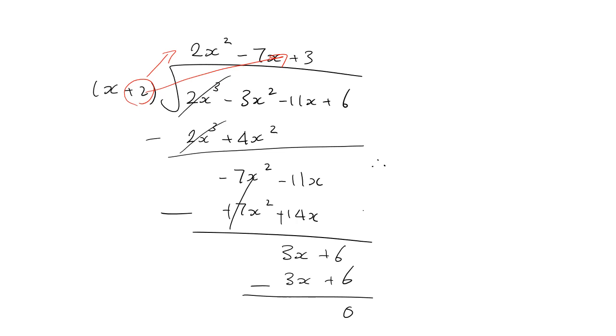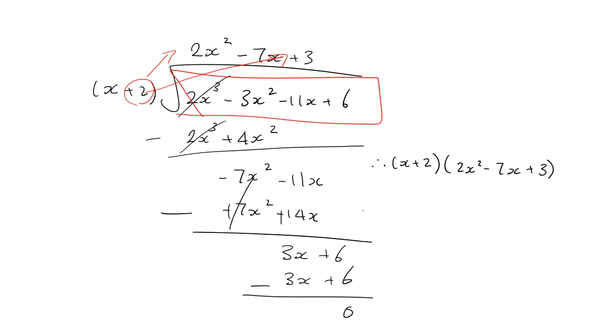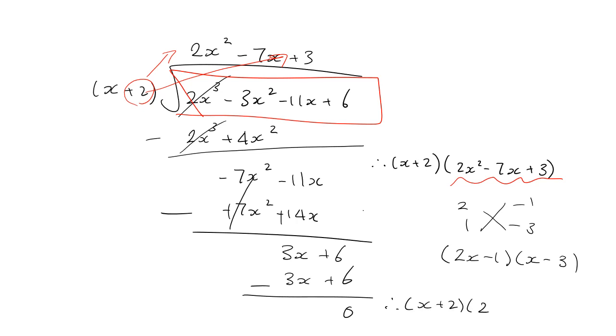So that means x plus 2 times 2x squared minus 7x plus 3 is equal to this polynomial. And don't forget to factorize the quadratic. So that's 2, 1, 3, 1, negative, negative. Yep, that'll be 2x minus 1 and x minus 3. So our fully factorized form of our polynomial is x plus 2 times 2x minus 1 times x minus 3.